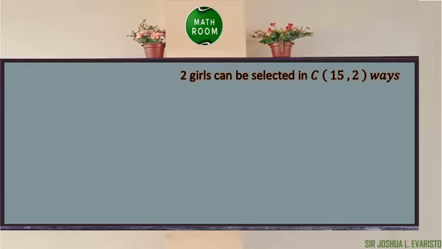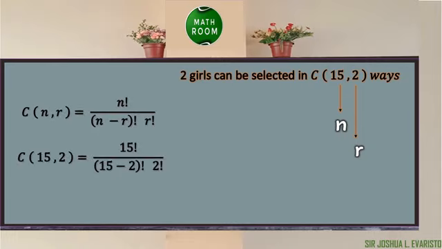Now, let us solve combination of 15, 2. In our given, 15 is our n and 2 is our r. Using the formula for combinations, let us substitute the given values. So we have combination of 15, 2 is equal to 15 factorial over quantity 15 minus 2 quantity factorial times 2 factorial.